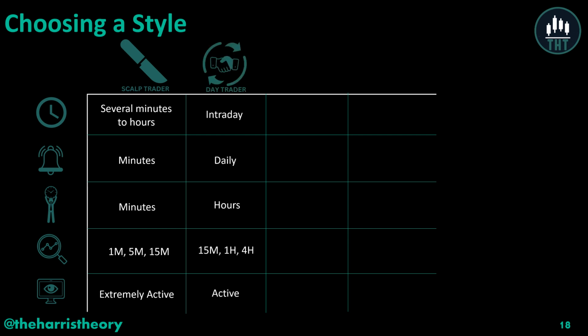If you want to be a day trader, so you're looking at a time period of intraday, your alerts are going to be daily, hold time could be hours, timeframe analysis will be on the 15 minute, 1 hour, and 4 hour charts, and you're going to be an active type of trader. Swing trader, you're going to be medium term. You're going to be looking for weekly alerts. Your hold time could be days to weeks. Your charts are going to be 1 hour, 4 hour, and daily. And you are going to be periodically monitoring trades.